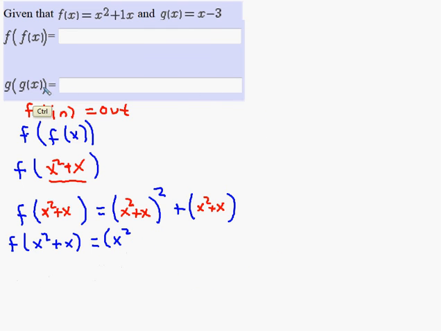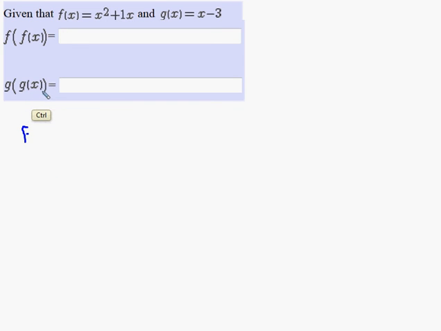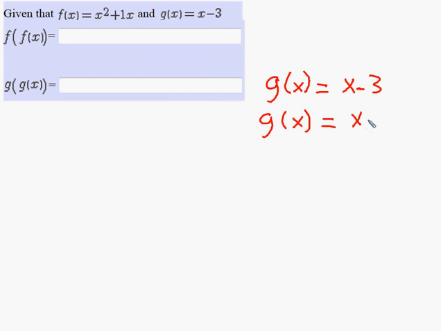So g of x means I'm not going to use the function f of x at all. So I'm not even going to copy it down. What I'm going to do is copy the function g of x twice and plug it into itself. So g of x is x minus 3. I'm actually going to do it. G of x is x minus 3. I'm going to write that down twice. And basically this notation says please take g of x and plug it in to the function g.